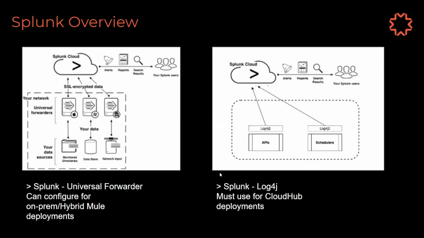The left-hand side of this diagram shows how to configure Splunk if you're doing on-premise or hybrid Mule deployments. The steps, which I don't show here but I can explain, are: you go into Runtime Manager, add a server, then add a server group that includes that server. When you create your server group, you can enable the Splunk plugin and then configure Splunk event tracking from that plugin. That will enable the events to be forwarded to the universal forwarder, and then you're on your way in Splunk.